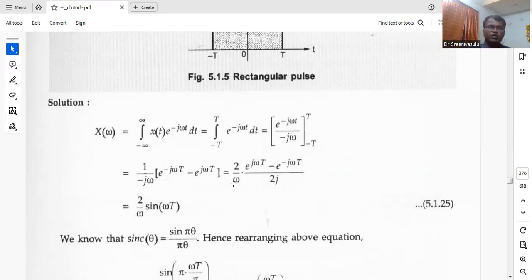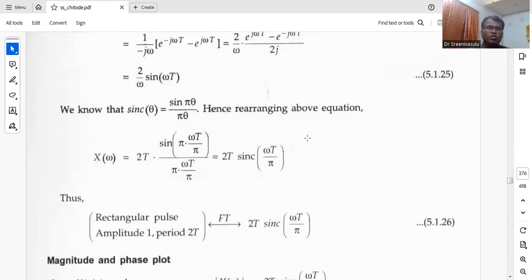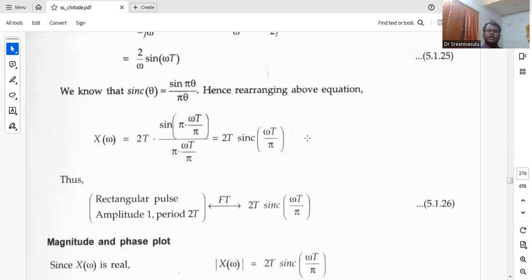Taking minus as common, it can be written as e power j omega T minus e power minus j omega T, and the 2 gets cancelled. Now we have a standard formula: e power j omega T minus e power minus j omega T by 2j is sin omega T. So the amplitude of that signal is now 2 by omega. Now we have a standard signal, a sinc pulse.